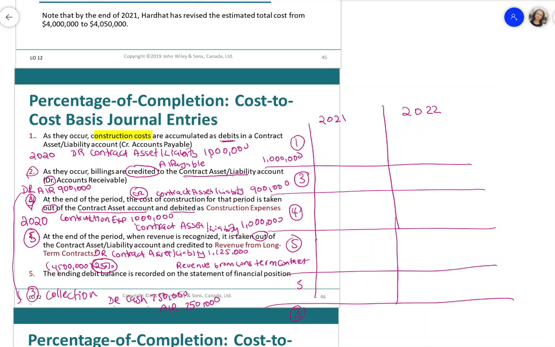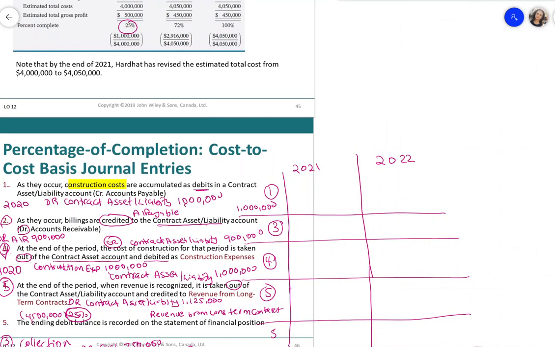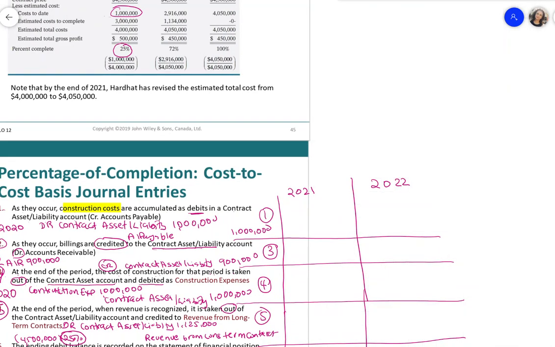So now we are going to go to my year 2021. I'm going to do year 2, because it's good to do all the entries first, and then we'll show you how to recognize the profit for each year. If you look at it, the first entry was for the construction cost. The debit and credit will be exactly the same. The only difference is that we need to change the amount.